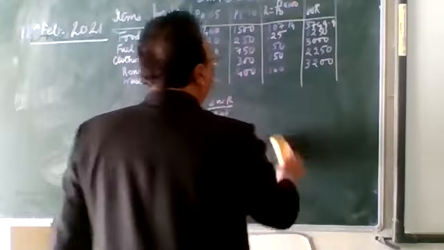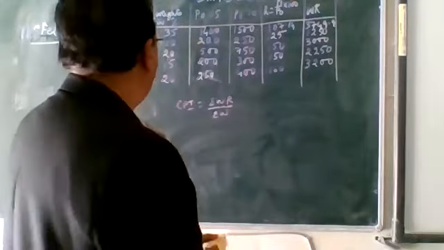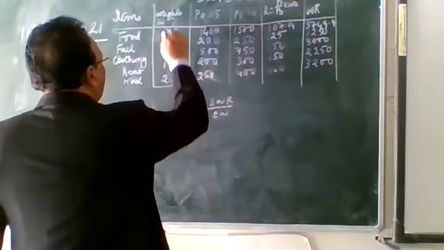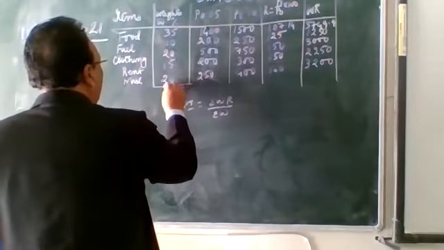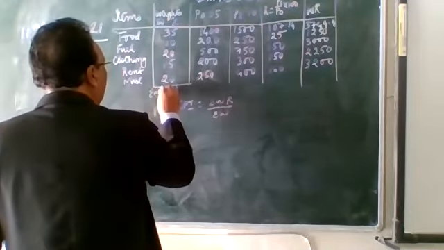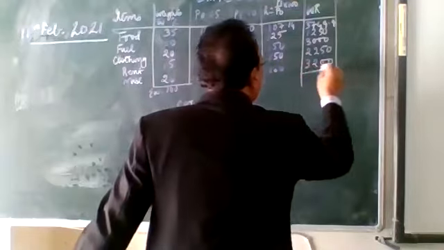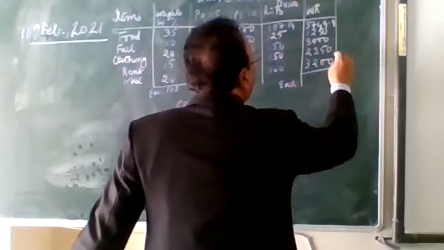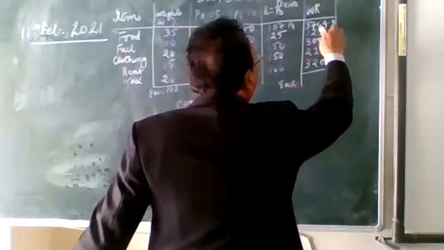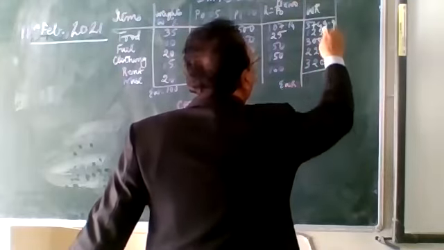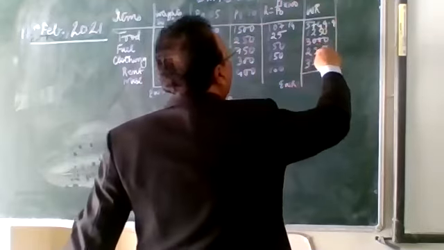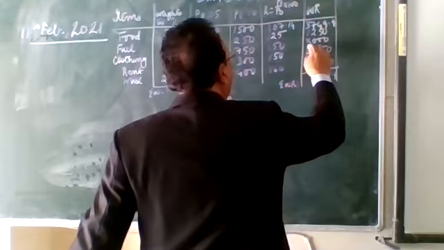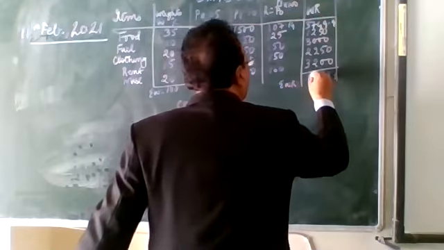Okay. Now we need the sum of W, that is sigma W is equal to 100, and then sigma WR we add up the column.